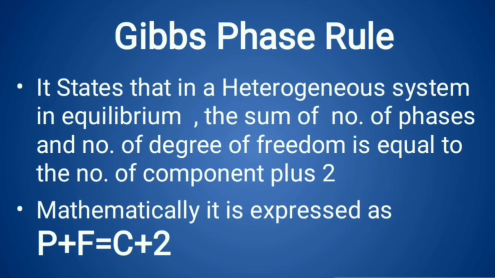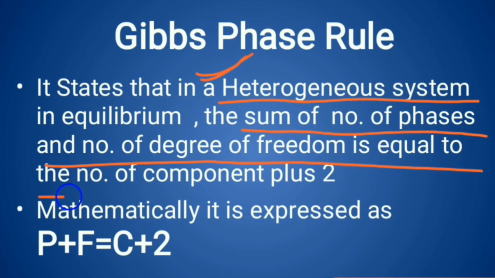But if we want to put it in words, then it states that in a heterogeneous system, please always remember that the Gibbs phase rule is only and only for the heterogeneous system. I have already discussed why heterogeneous system only. Because phase equilibria can exist between two or more than two phases, and for that there must be more than two phases in a system, and that is possible in a heterogeneous system. So it states that in a heterogeneous system in equilibrium, and that must be in equilibrium, the sum of the number of phases and the number of degrees of freedom is equal to the number of components plus 2.